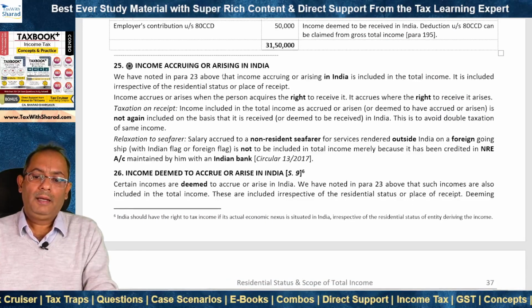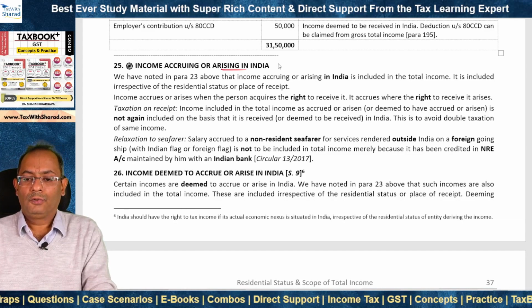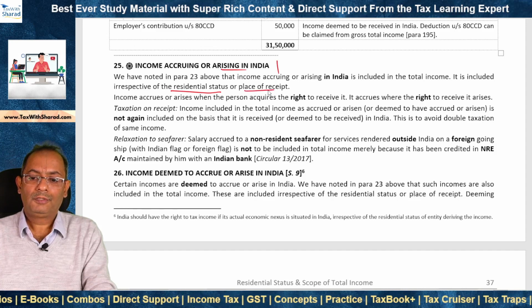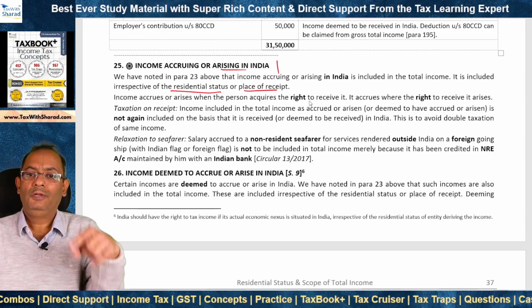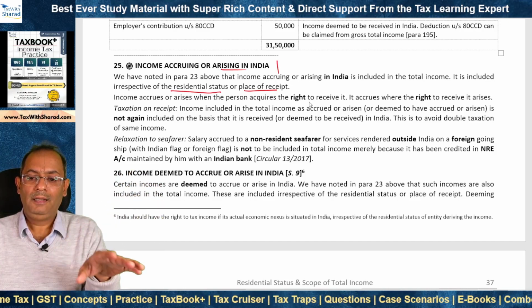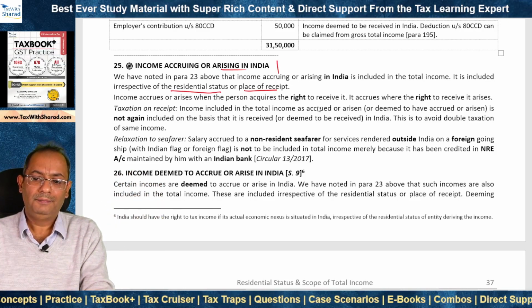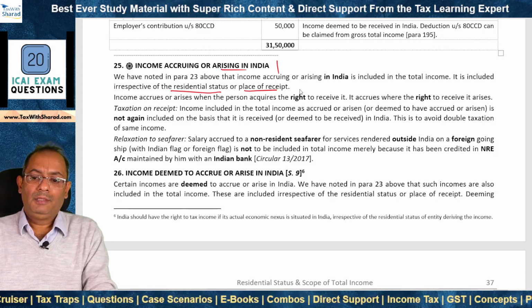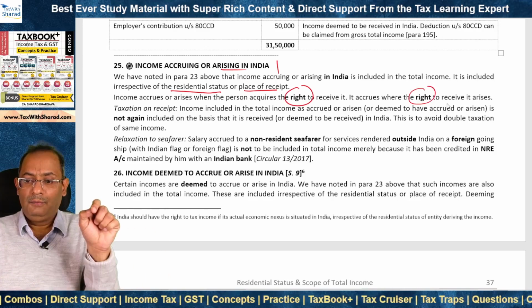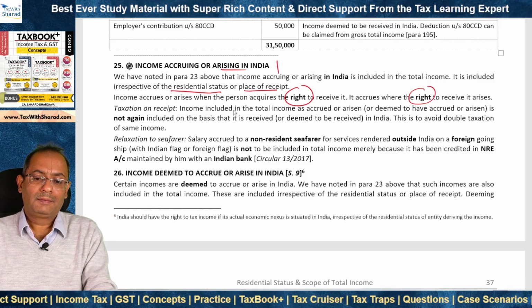Income accruing in India or arising in India is also Indian income, and therefore it is taxable irrespective of the residential status of the person or place of receipt. So even if the income is received outside India but it accrues or arises in India, it gets taxable in India. An income accrues or arises when the person acquires the right to receive it, and it accrues at a place where the right to receive such income arises.